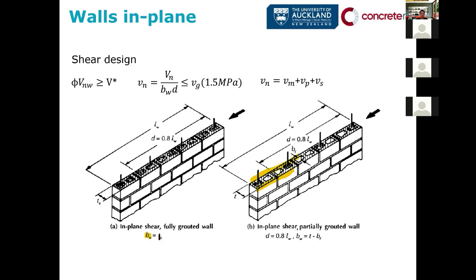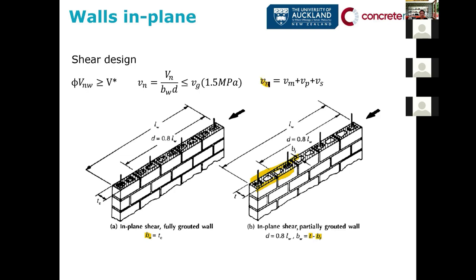So we need to take that into account by defining the width of the wall as the full thickness of the wall, or as the thickness of the wall minus the width of the grouting hole. So if we have 190 thick and each shell is 30, that's the effective thickness that we're going to be using, 30 and 30, 60.